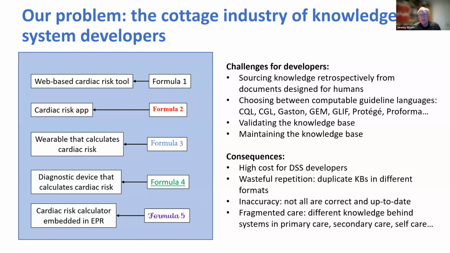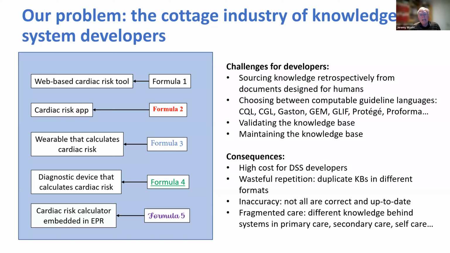First of all, it's difficult for developers. They've got to find that knowledge. They've got to source it from documents designed for humans. They weren't designed to be easily translated into computable format. Then they've got to choose between a whole range of different computable guideline languages, validating the knowledge base that they've developed, and then maintaining it, ideally. But the trouble is, of course, they don't often maintain it.